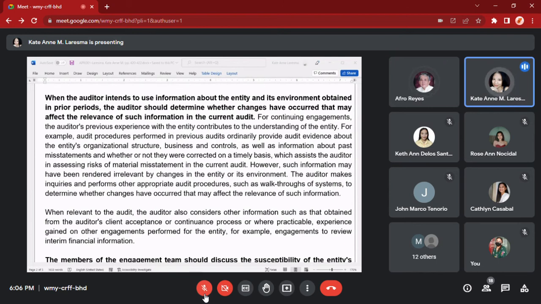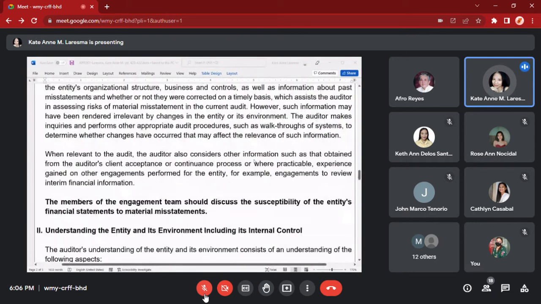So kung kabaligtaran naman at makikita o mapapatunayan na relevant sa audit ang nakolektang information, madaming isasalang-alang si auditor na information kagaya nga ng mga nabanggit dito: pagtanggap ng client ni auditor, yung proseso ng pagpapatuloy or engagement, pwede rin namang yung karanasang nakuha sa iba pang mga pakikipag-ugnayan gaya ng pagsuri ng interim financial information ng entity.